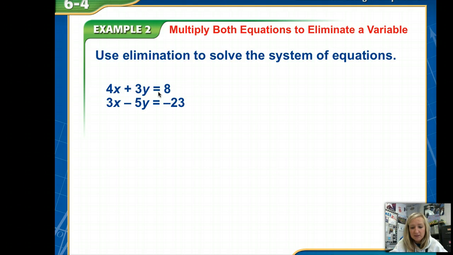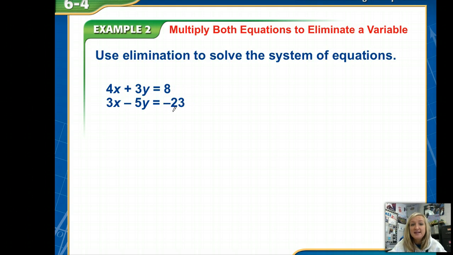Example number 2 is a little bit more intense because, as we see in the explanation, multiply both equations to eliminate a variable. Well, in this situation, 4 and 3 can't eliminate those x's, 3 and -5 can't eliminate my y's, but at this point I can't just multiply something to get it to eliminate.